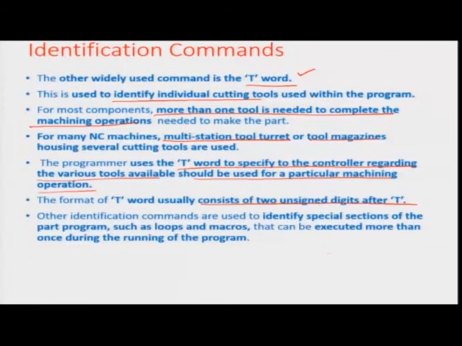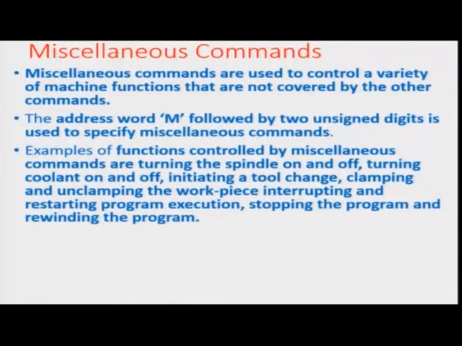Other identification commands are used to identify special sections of the part program, such as loops and macros that can be executed more than once during the running of the program. We also now talk about miscellaneous commands. Miscellaneous commands are majorly used to control a variety of machine functions that are not covered by the other commands. The address of M followed by 2 unsigned digits is used to specify the miscellaneous command, and examples could be many.